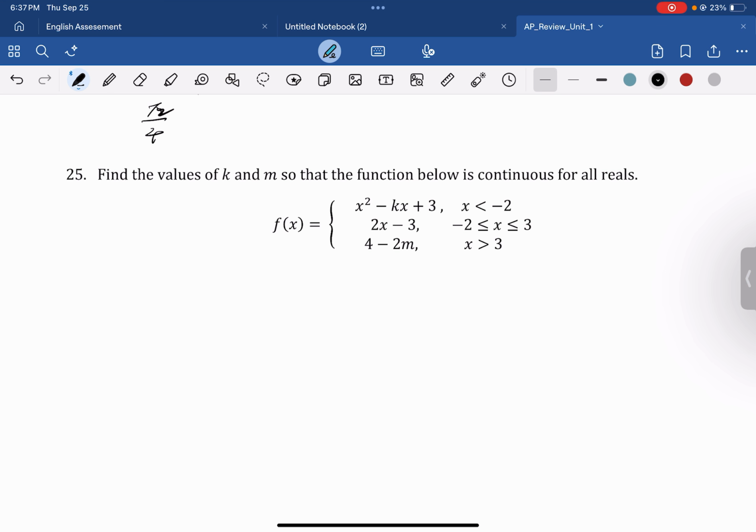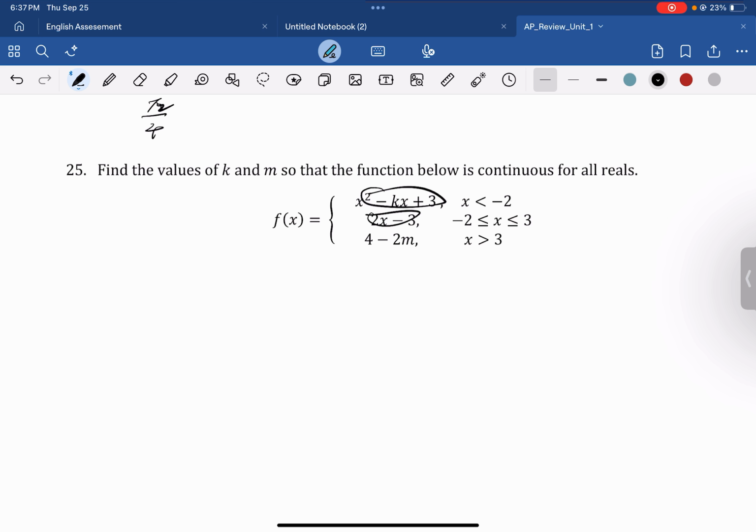So you're asking us to find the values of k and m so the function is continuous. So what we have to do is make the limits from the left-hand side and right-hand side equal to each other. So what we got is x squared, the limit as x approaches -2 from the left-hand side, which goes to this function. We got 4 plus 2k plus 3.